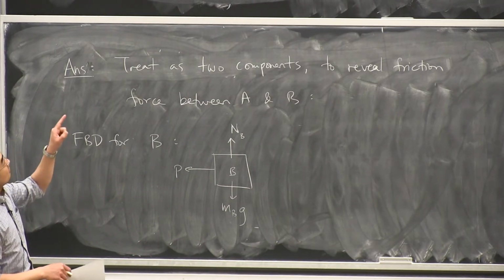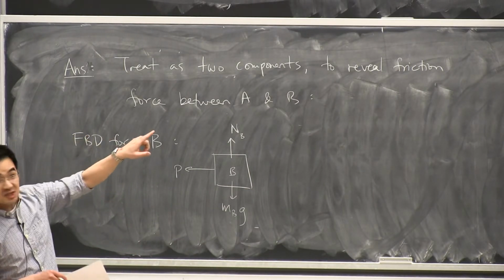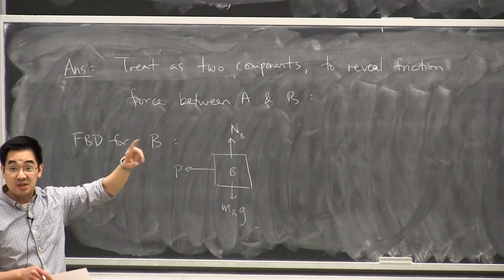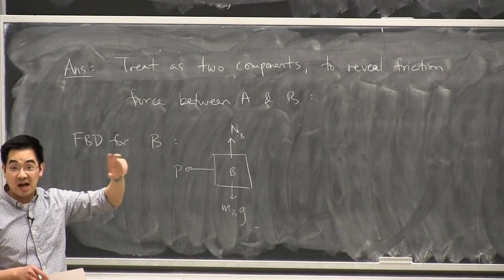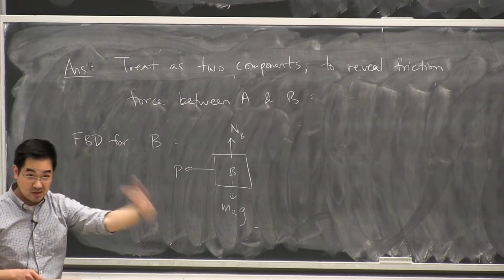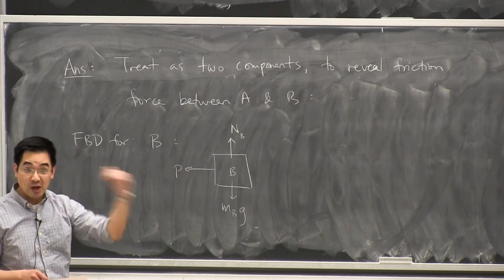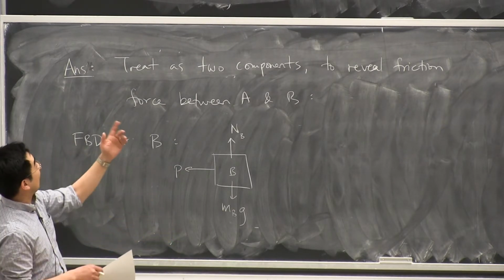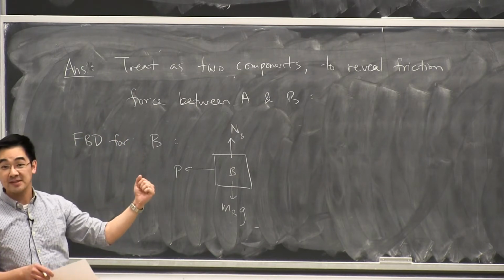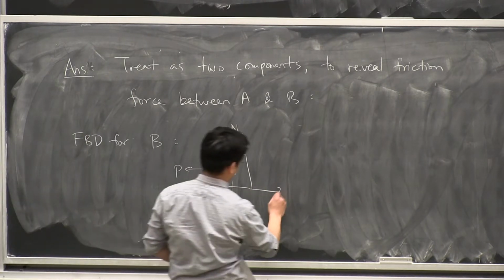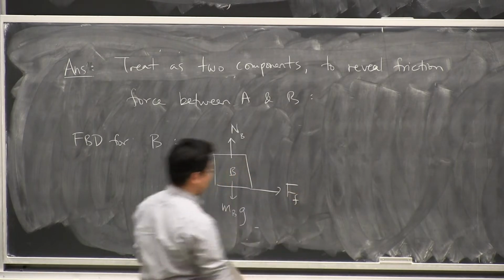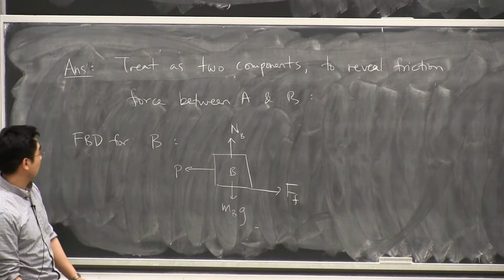Okay, now, if we're to satisfy the requirement in question A that B doesn't move with respect to A, we must have what type of friction? Static friction. And what direction should the static friction be if B can't move with respect to A when you're pulling it? It should be this way, right? Okay, so this is your static friction. That's your first free body diagram.